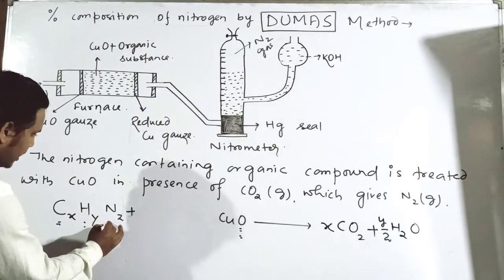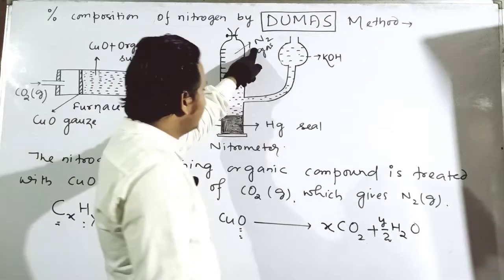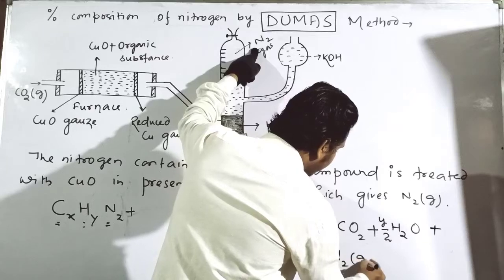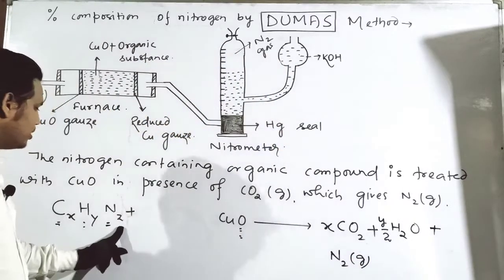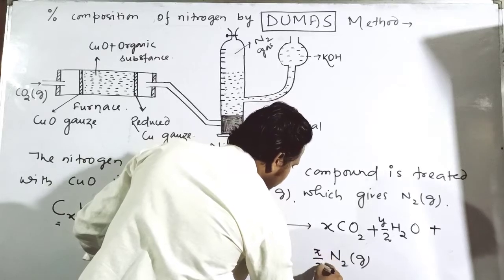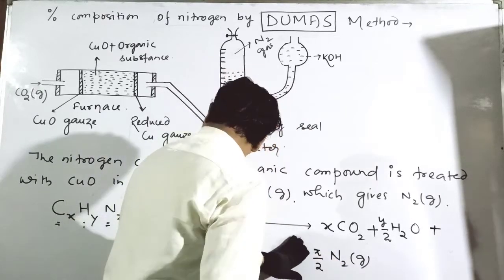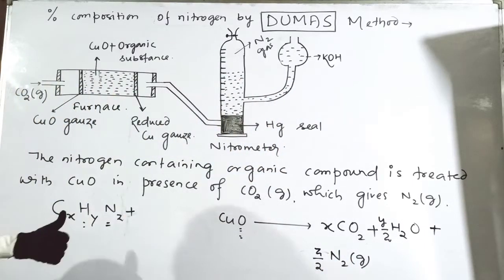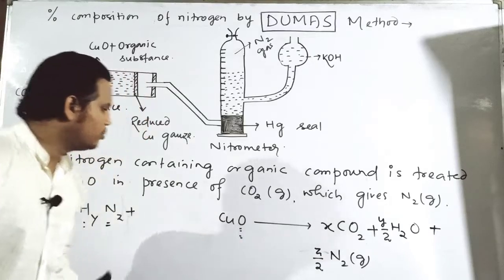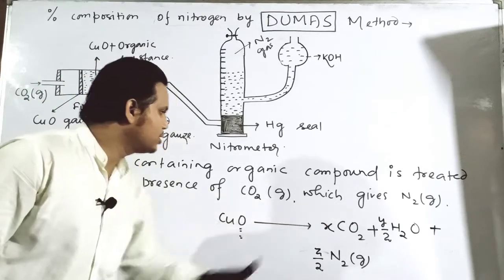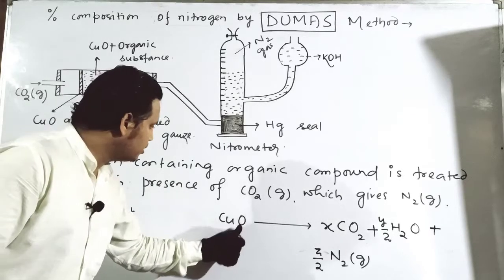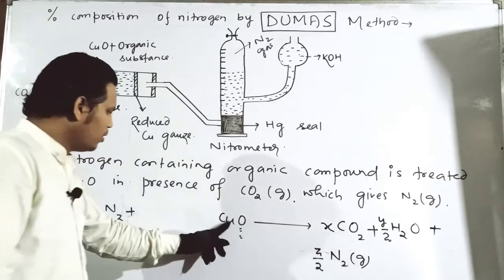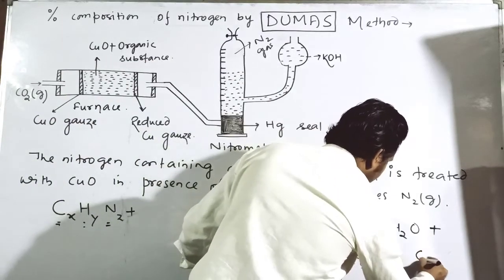Next, nitrogen. Nitrogen we will get in the form of dinitrogen gas. How many nitrogen are there? Z. So here give Z by 2 into 2, the 2 cancels, that is Z times. So carbon takes oxygen to give carbon dioxide, hydrogen takes oxygen to give water, and nitrogen does not react with oxygen, it gives N2. What is left? Copper.